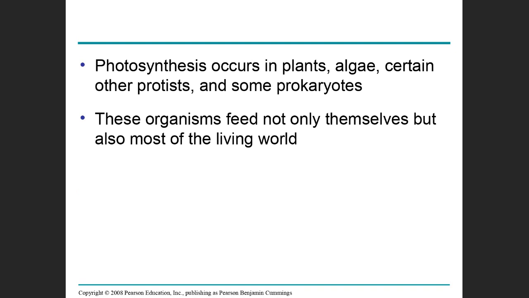So photosynthesis occurs in plants, algae, some protists like Euglena, certain paramecia, and some prokaryotes. So there are some photosynthetic bacteria. These organisms feed not only themselves, but almost all of the living world, right? Because they produce carbohydrates, they produce oxygen. And so most of the living world is dependent on the primary producers.